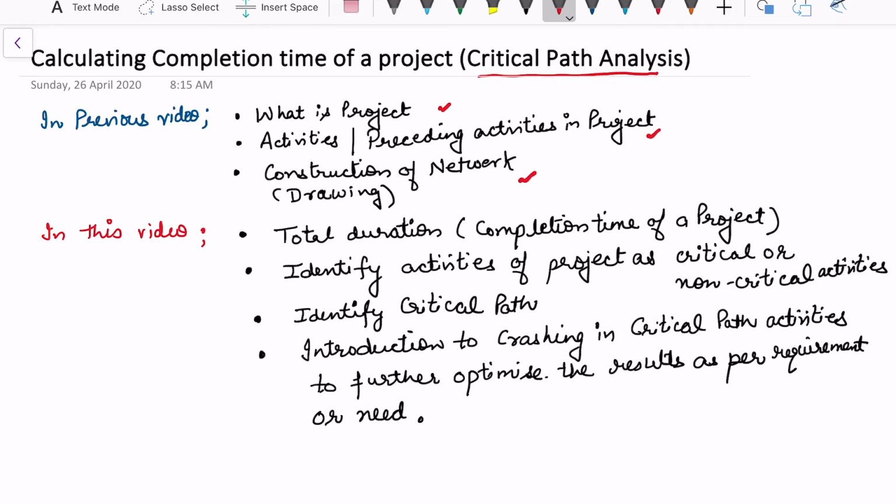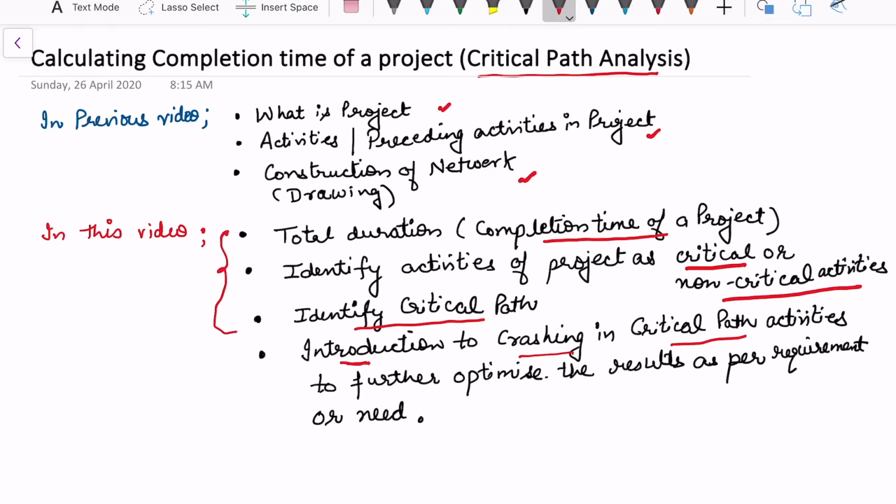Now in this video, I want to calculate the total duration or the completion time of a project. I also want to identify activities of the project as critical or non-critical activities, and then identify the critical path. Hence we want to introduce why crashing is required in the critical path. So my focus in this video would be these, and then an introduction to this for the further analysis.